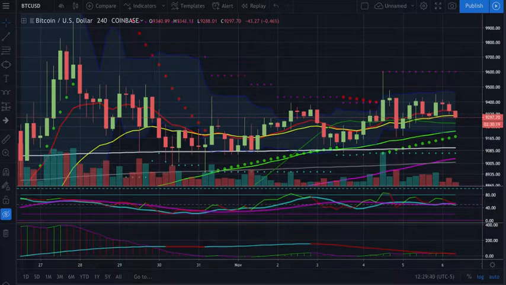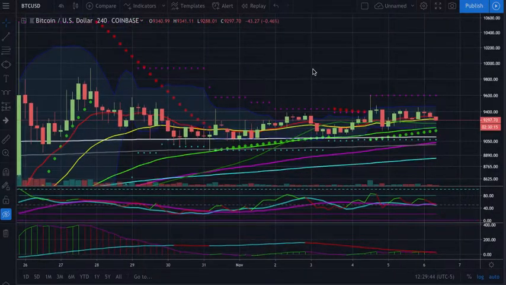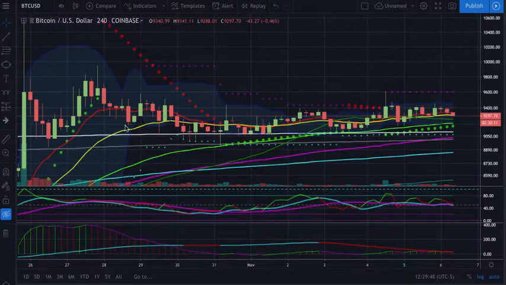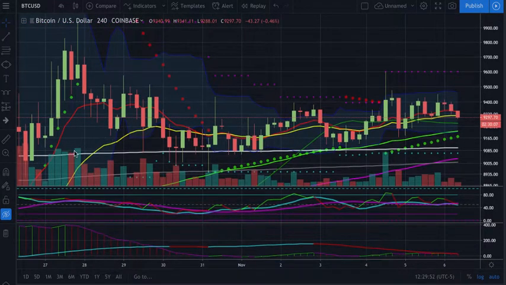So here we have the Bitcoin Coinbase chart. I'm on the 4-hour right now, and not much has changed here recently. We're basically just based off of this 377 white moving average right here, and it's essentially at this point in time like a horizontal support.